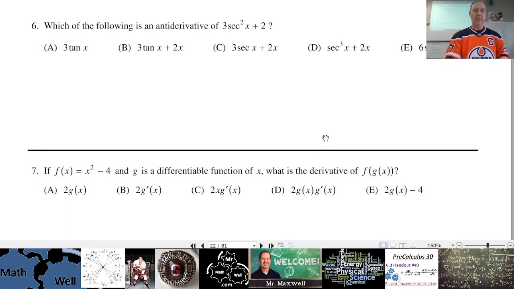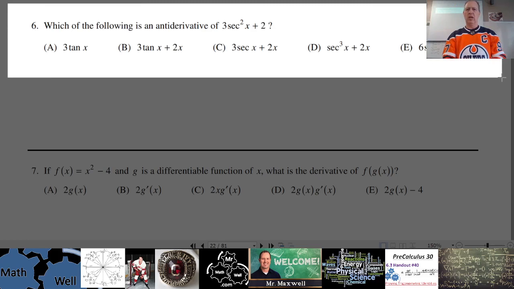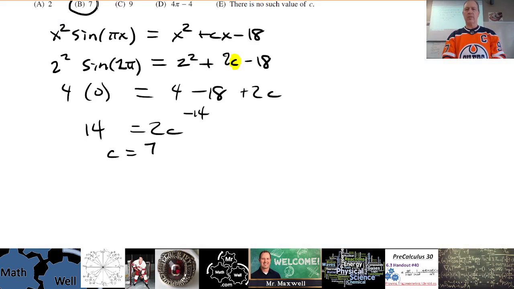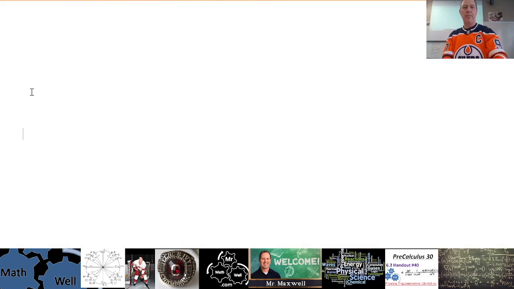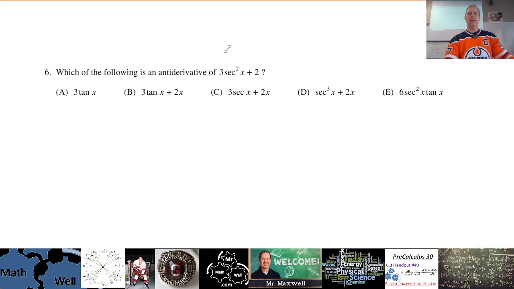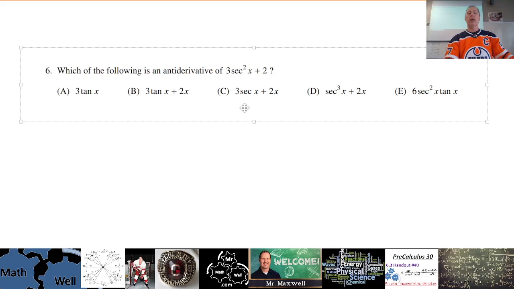Remember that. Okay, number 6. Which of the following is an antiderivative of 3 secant squared x plus 2? Well, it's one thing to take the antiderivative of the function. If you panicked on the exam and said, oh my goodness, I don't know how to take the antiderivative of 3 secant squared x, what you could do is take the derivative of some of these options and just see if it matches, right? You could do that. So there's two ways to approach this one.